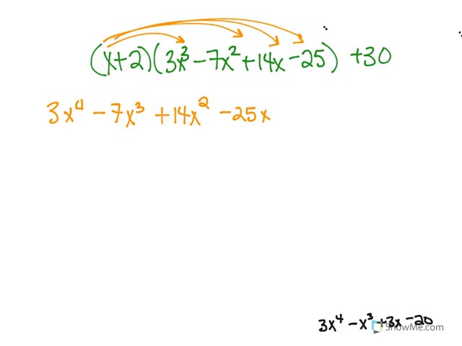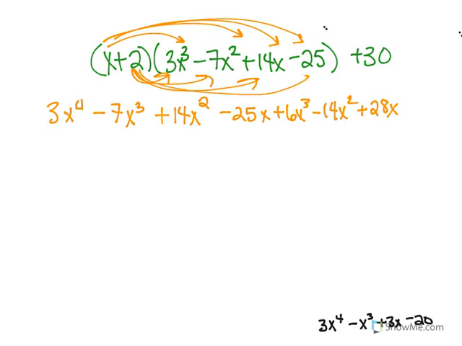I'm going to run out of room. 2 times 3x cubed is 6x cubed. 2 times negative 7x squared is negative 14x squared. 2 times 14x is 28x. 2 times negative 25 is minus 50, and then plus 30 at the end.